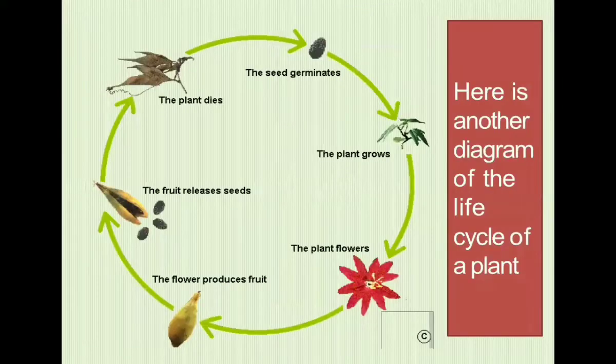In this picture, you can see another diagram of the life cycle of a plant. The seed germinates, it grows into a big, beautiful plant. That plant will give us flowers. The flower produces fruit. The fruit releases seeds. The plant dies, and all this process continues. This is called the life cycle of a plant.